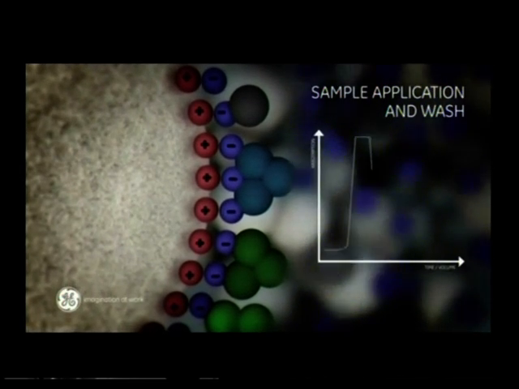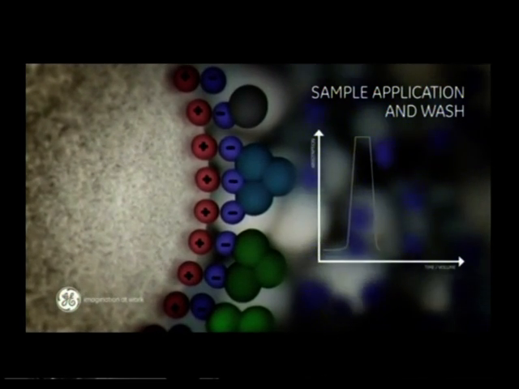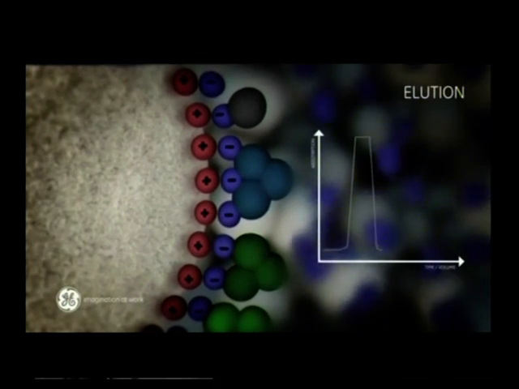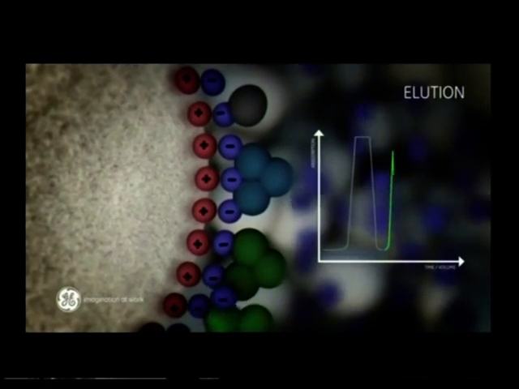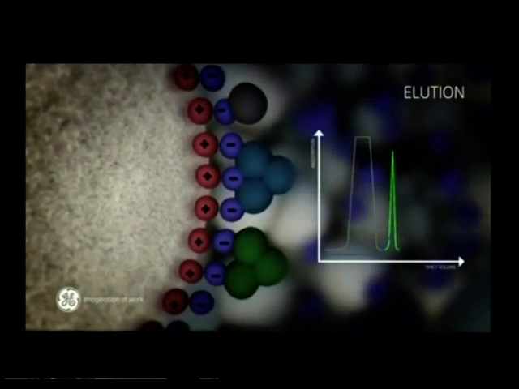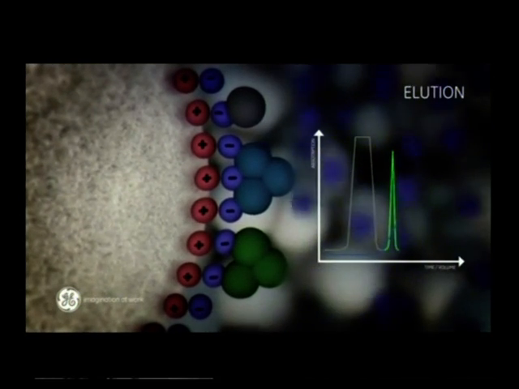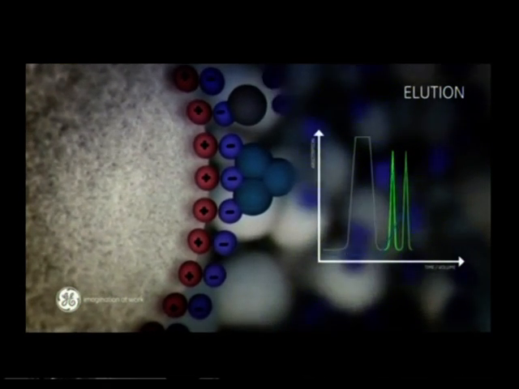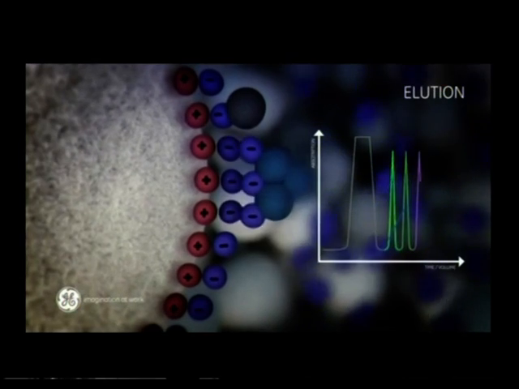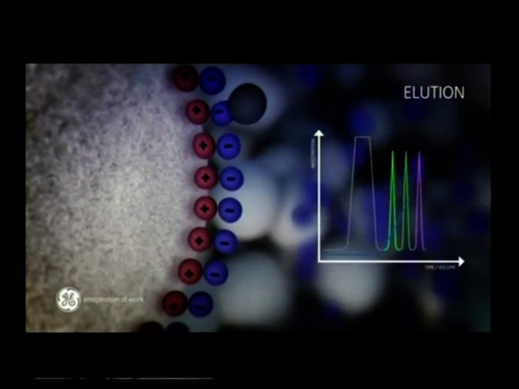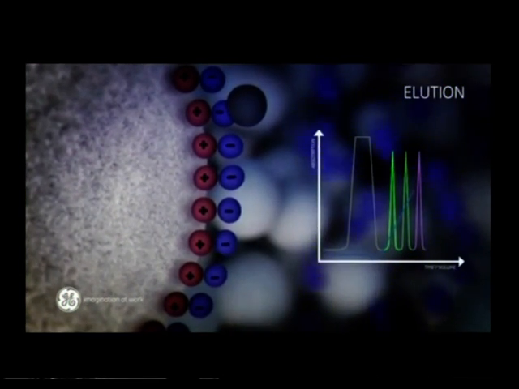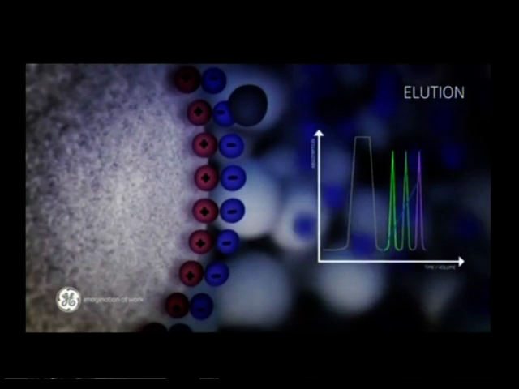Here is the graphical representation of elution. Elution occurs and the bound molecules are replaced by negatively charged ones, depending on the number of charged groups on their surface.